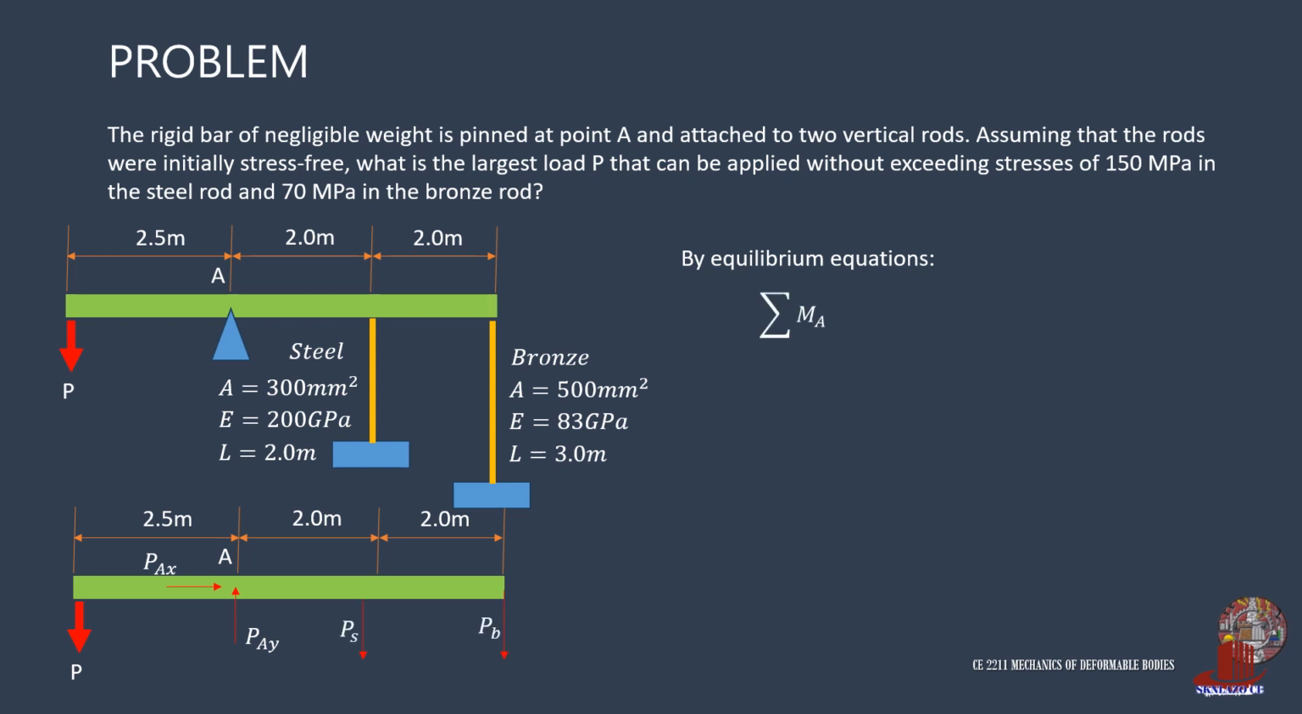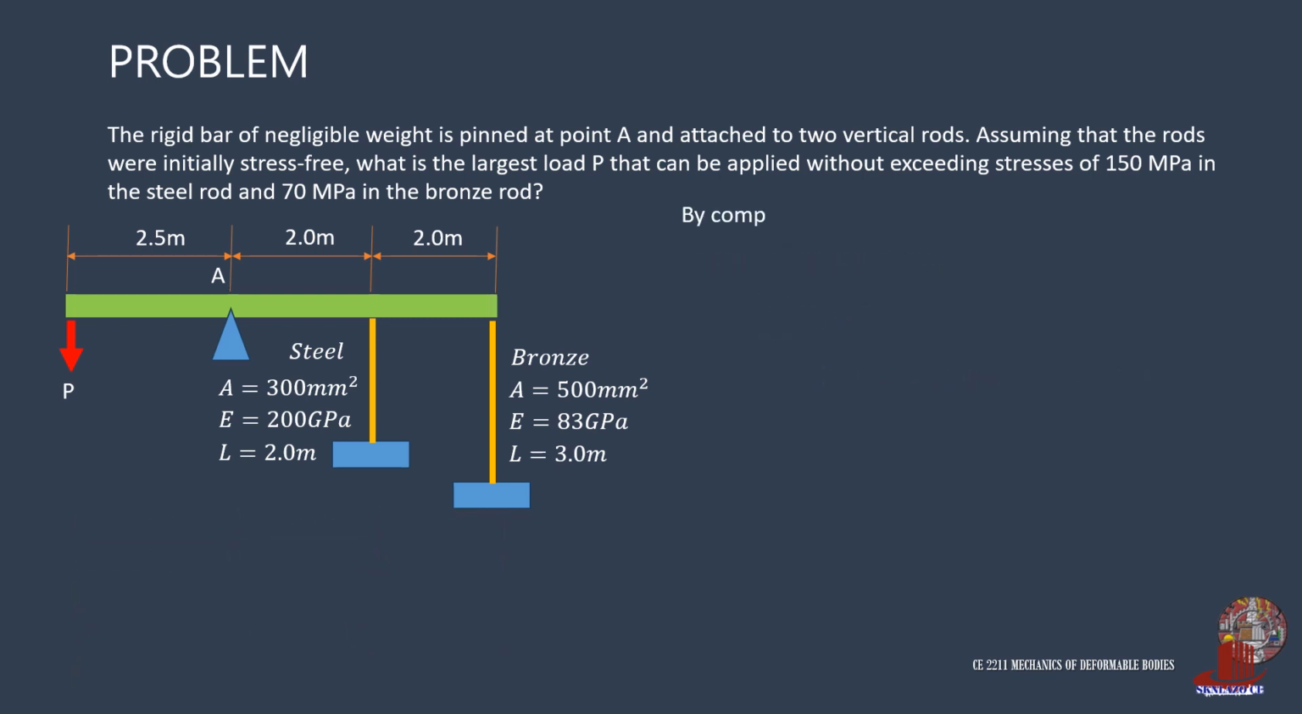Then, taking the summation of moments at point A, the first equation becomes 2.5P is equal to twice the load of steel and 4 times the load of the bronze rod. This is taken as equation 1.